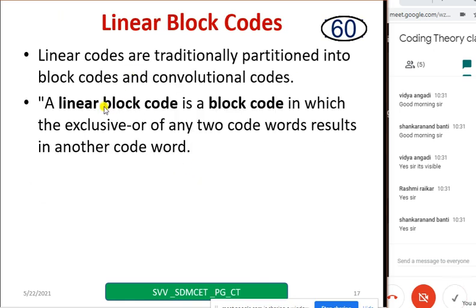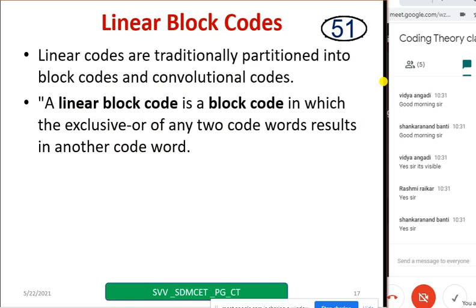A linear block code is a block code in which the exclusive OR, it's nothing but a mod 2, of any two code words results in another code word, then we say linear. Linear codes are traditionally partitioned into block codes and convolutional codes. In this subject, we are going to discuss block codes as well as convolutional codes. So why is it called linear? When you exclusive OR any two code words, it will result in another code word. Hence, it is called a linear block code.